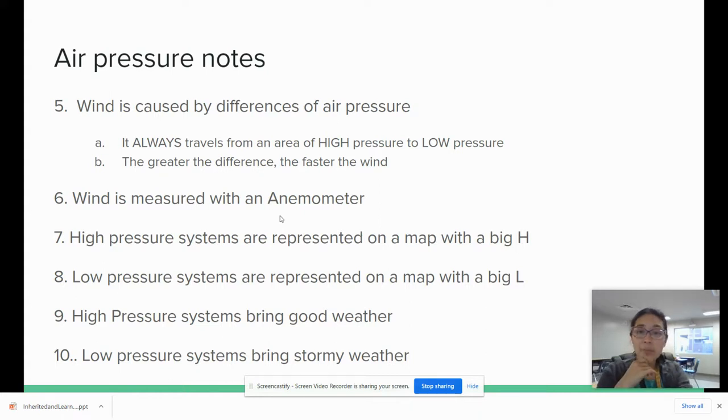High pressure systems are represented on a map with a big H, and then low pressure systems are represented with a big L. High pressure systems bring good weather, and low pressure systems bring stormy weather. So when you think about good, sunny, nice weather, it's going to be high pressure. And a way to kind of remember that is H is for happy. Happy, you're happy when there's good weather. Okay. For low pressure, stormy weather brings a low attitude, so it's low pressure.